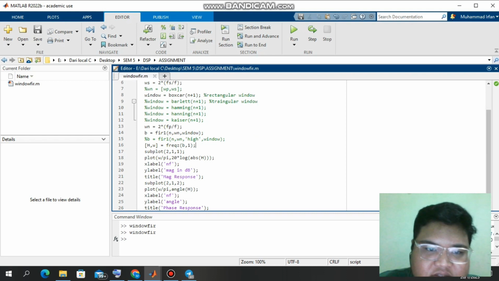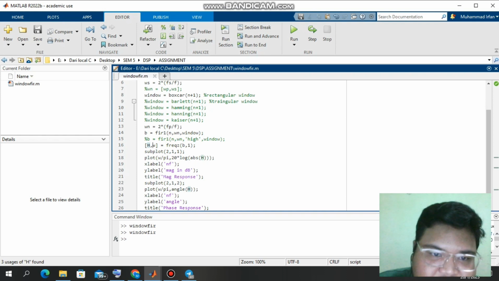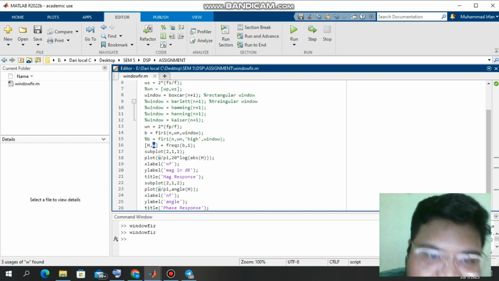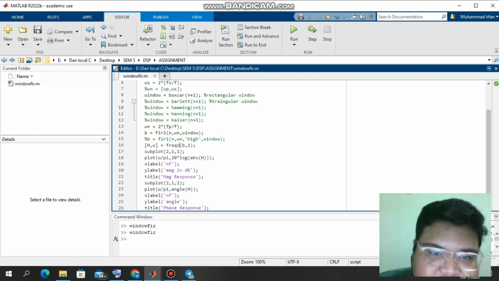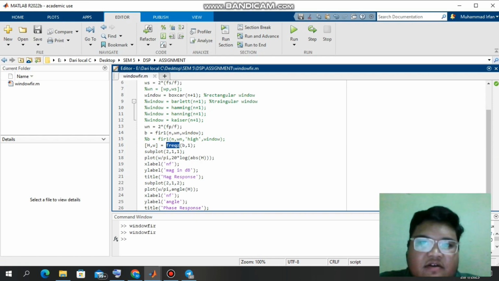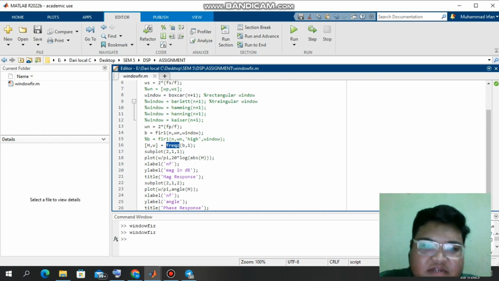Next, for the bracket H and w, this forms the frequency response vector H, and this is the corresponding angular frequency vector for omega. So freqz with b and 1, where freqz means the frequency response of the digital filter.